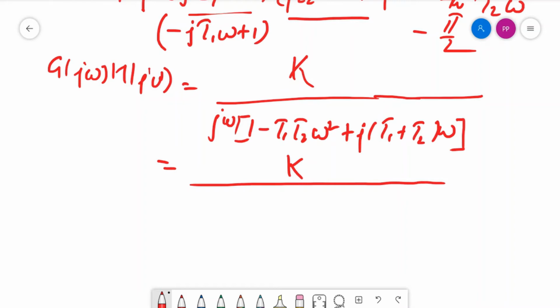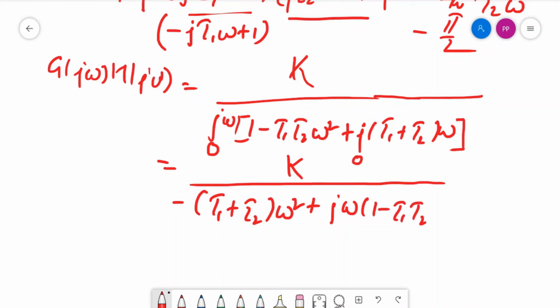see, the imaginary terms will be separated from the real terms. So when you multiply j omega, the j into (tau 1 plus tau 2) omega will become real, because this j multiplied by this j will become minus 1. So we can write like this: minus (tau 1 plus tau 2) omega square plus j of omega into (1 minus tau 1 tau 2 omega square). So you are getting the expression simplified.